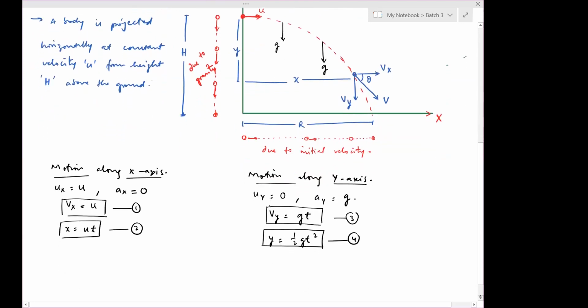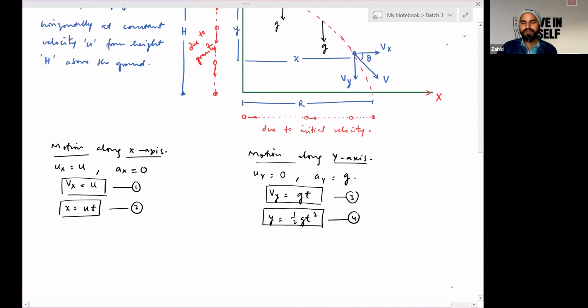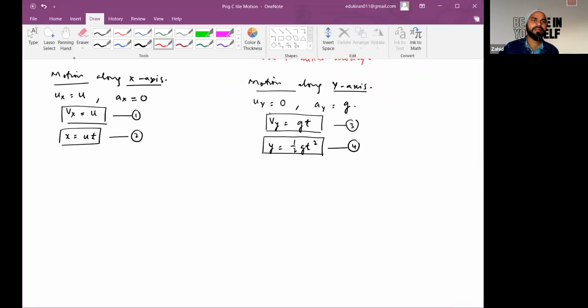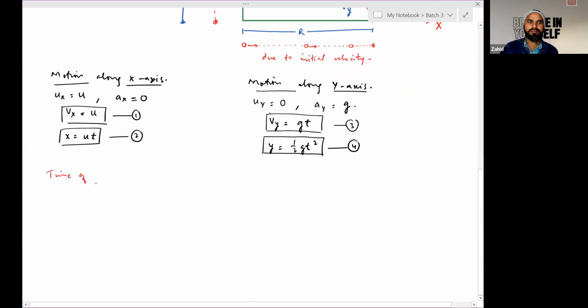Yes, sir. Okay. Now, using these four equations, we have to define the different terms related to this projectile. First is time of flight. Total duration of time for which the body was in air will be termed as time of flight. So put y equals h in equation 4. You will get t equals root of 2h by g.